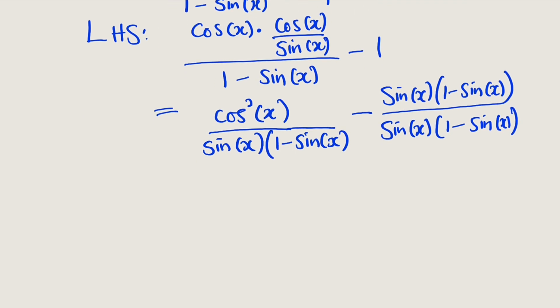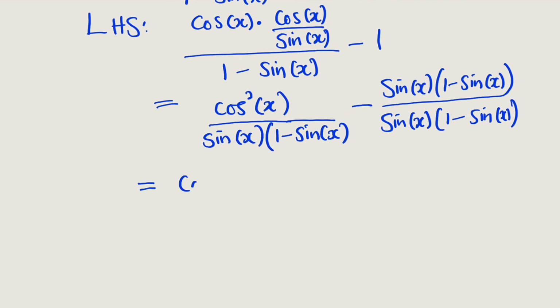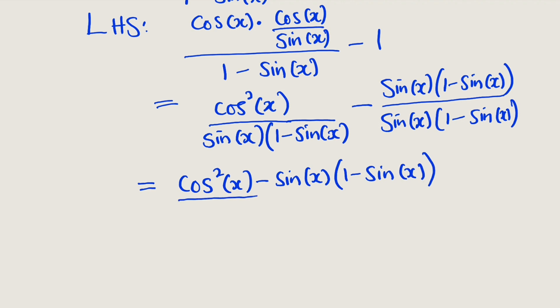Let us simplify. This is equal to cos squared x minus sine x multiplied by 1 minus sine x. And this is divided by the denominator we have, sine x multiplied by 1 minus sine x.